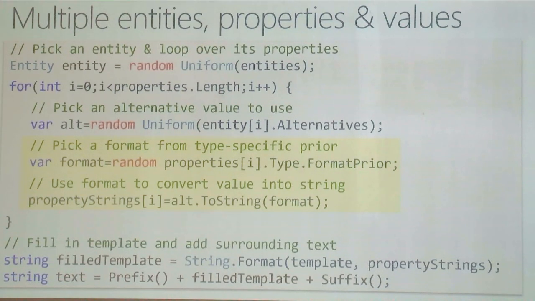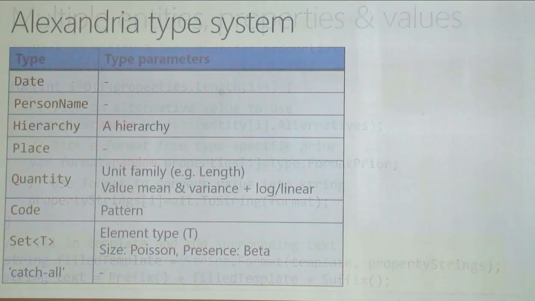So now this is a generative model that's taken an entity in our knowledge base and turned it into property strings. We can now apply a template, and then we can add text at the start and at the end, and now we have a piece of text that we might see on the web. Right? So to run inference in this model, we then hook up the entire web as observations for our model.